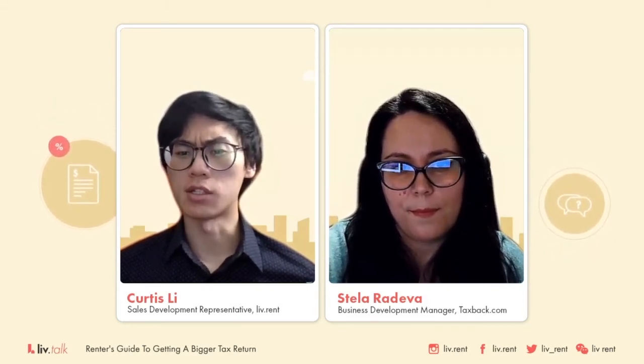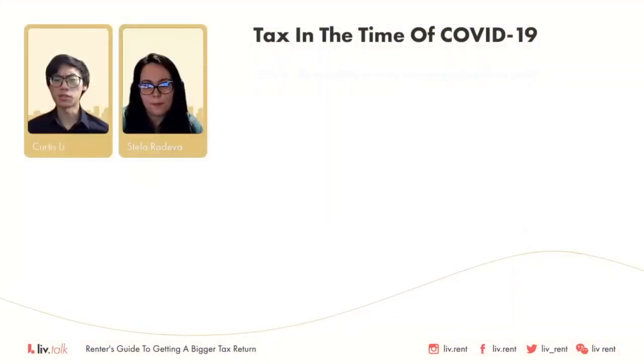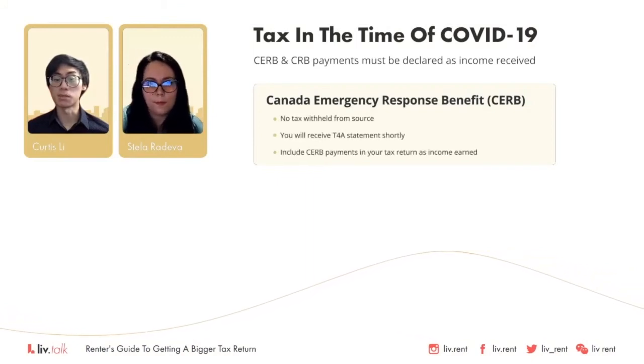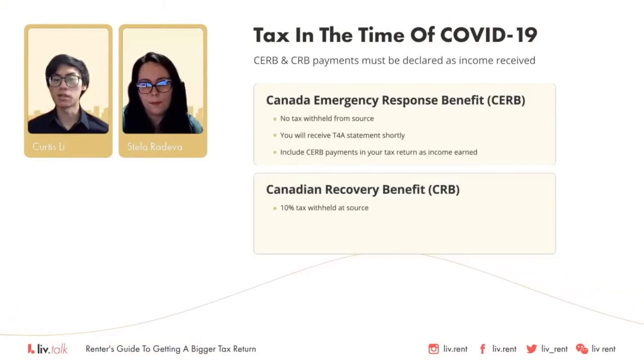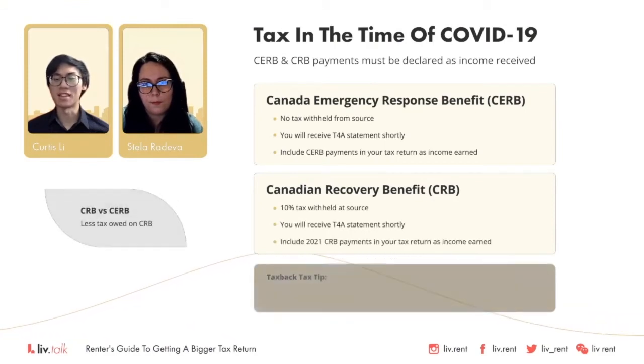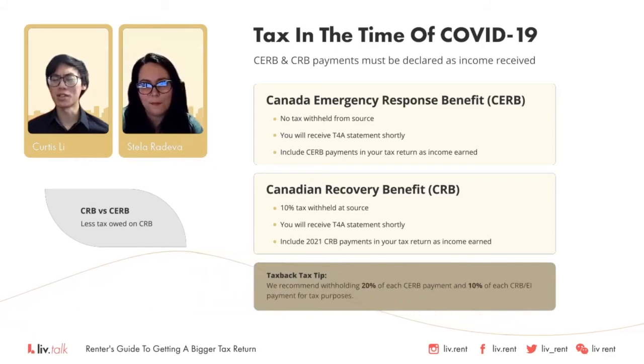So as I understand it, there are two main things to know about tax and COVID-19. The first is everything related to the CERB, or the Canadian Emergency Response Benefit, and the CRB, the Canada Recovery Benefit. The second part is the kind of fun part, the work from home tax credit, which I think will save a lot of us money this year. So Stella, can you talk a bit about these COVID-19 benefit programs and what their tax implications are for people filing this year?